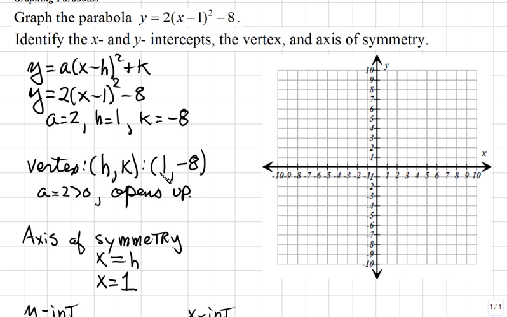So our vertex is 1 comma negative 8. From the origin, we'll go 1 unit to the right and 8 units down. We'll label this with a V, being our vertex of 1 comma negative 8. For the axis of symmetry, this is the vertical axis that the graph will be symmetric around, which we'll draw as a dotted line through the vertex. And this would be the vertical line x equals 1.